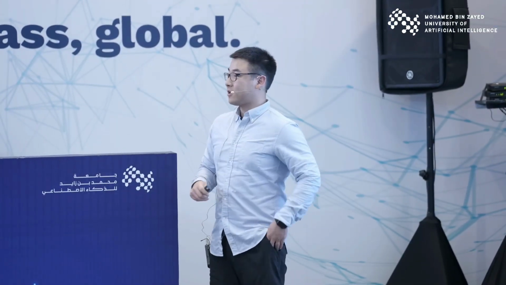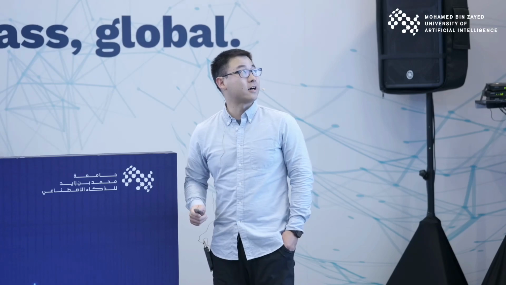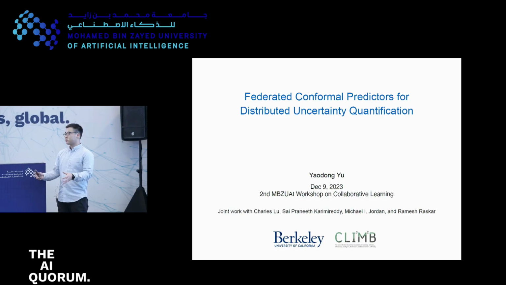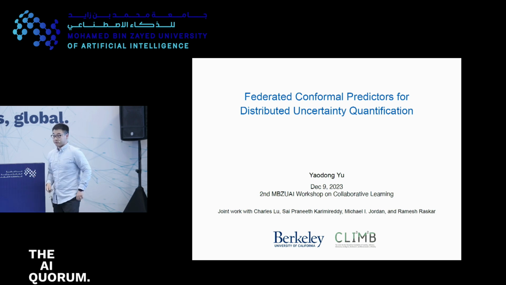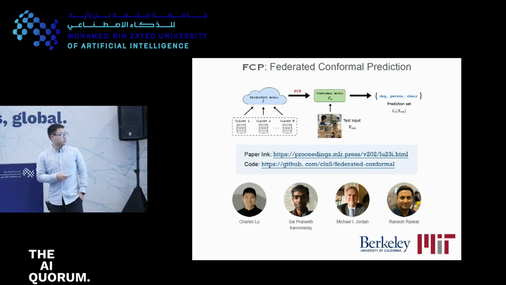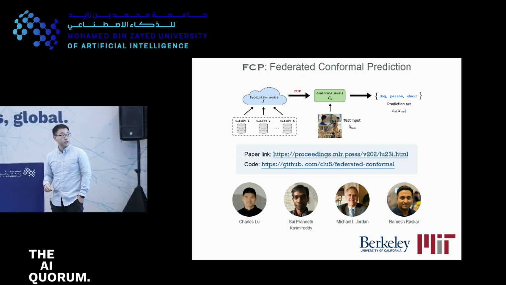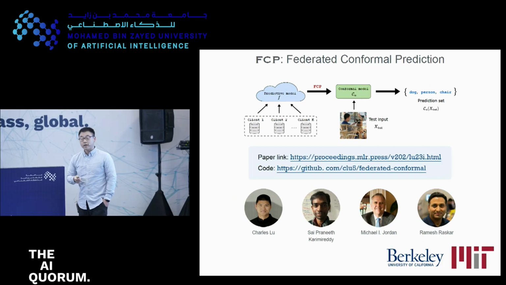So I'm going to share some of our recent work on how to do rigorous conformal prediction in the federated learning setting. This is joint work, co-led by Charlie and his advisor Ramesh, and joint work with Praneeth and Mike here. Here is the paper link, and we also have the GitHub repo online. Feel free to play with the code.